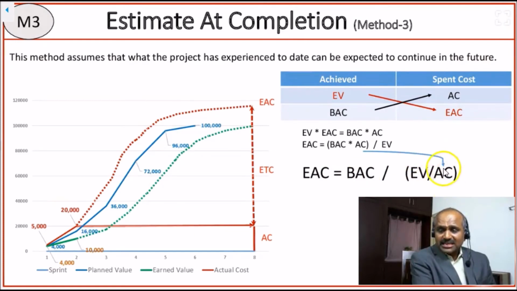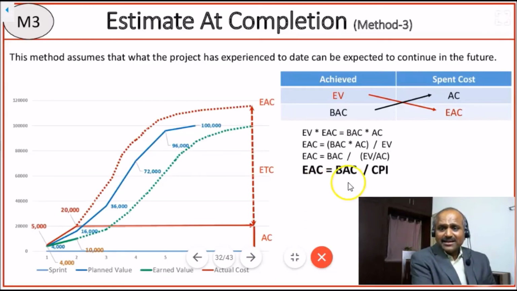But we all know EV by AC is our CPI. So that's why it will get converted into estimated completion equals BAC by CPI. We all know that cost performance index is equal to earned value by actual cost. So I repeat, we just did a cross multiplication here. Earned value into estimated completion is equal to budgeted cost BAC into actual cost. So EAC is equal to BAC into AC divided by EV.